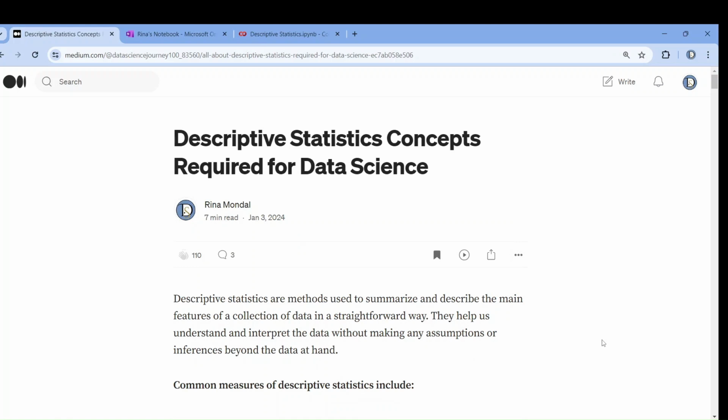Today we are going to learn about descriptive statistics. This simply means that you are interpreting the data without making any assumptions. How? Let me give you a simple example. Let's say in your class there are a total of 150 students and your teacher wants to know the average height of the class. So he can do this in two ways.